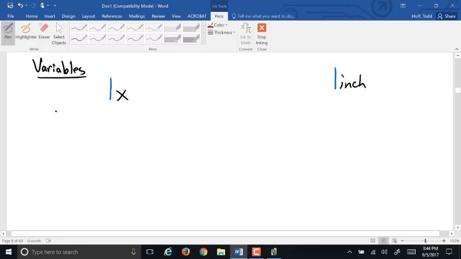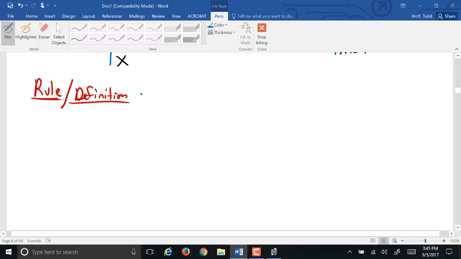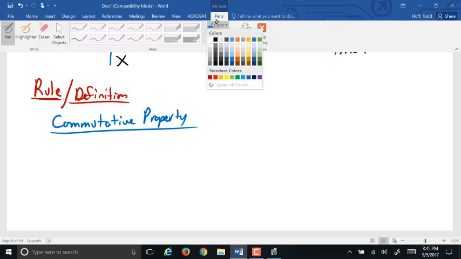First thing that the variable can be used for is for a rule or a definition. And the best example of this is something we mentioned briefly a couple of times last week, but we didn't go into detail just because I don't like to get that formal. Like properties, you have something called commutative property. We mentioned the commutative property.